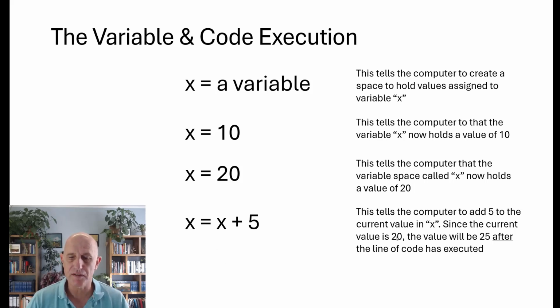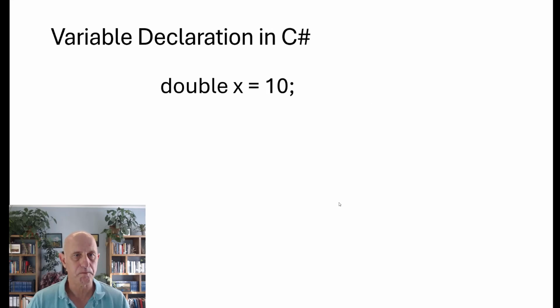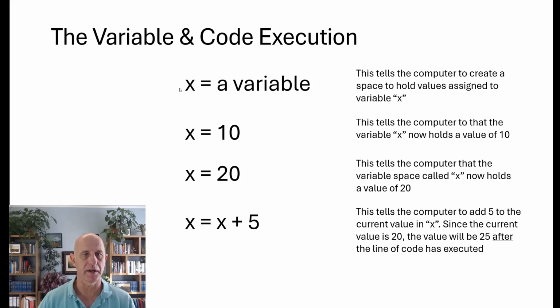So since the current value is 20, the value will be 25 after this line of code has actually executed. Okay, so how do we declare variables? If we go back here, at the very top, we have to declare a variable. If we try to use a variable that's not been declared, C# will not even compile, right? So you won't be able to run the program, because it will tell you the syntax is not correct.